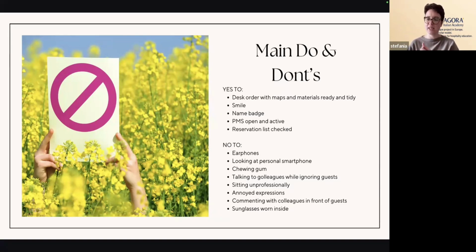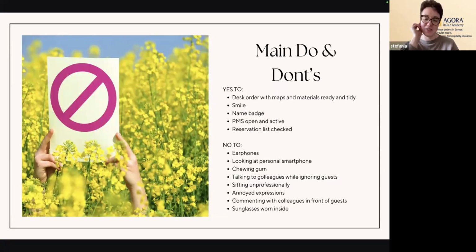If the waiter is doing something and chatting with the other colleagues, and I'm waiting like this, they say buongiorno, 1 second, 2 seconds, 1 minute. In my opinion, it's very antipathetic. If you are talking about something important, just look at the guest and say, okay, I'm coming, just 2 seconds, I'm here. Not sitting unprofessionally, with annoyed expressions like this at the reception, for example.